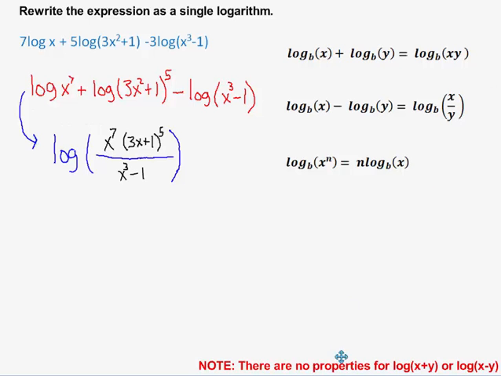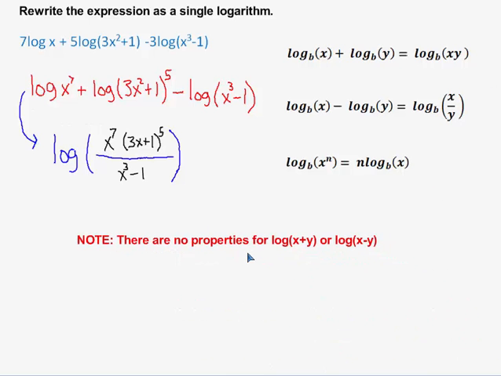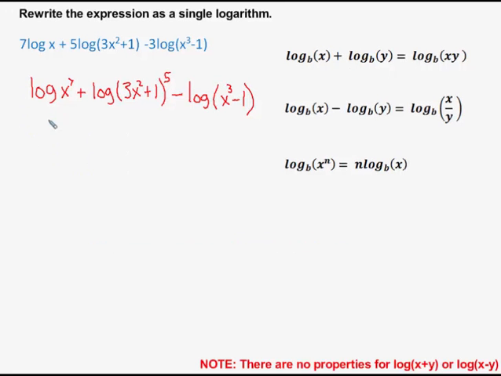At some point in the video, however, I want to point out that there are no properties for the log of x plus y or the log of x minus y. Notice that my sum properties have two logarithms being summed together, not a single logarithm of two quantities being added together, meaning it's the sum of the logs, not the log of a sum. I have the log of a quantity plus another quantity, but there's no property that allows me to rewrite that in any way. Here I want to show you that you should actually break this into two steps.